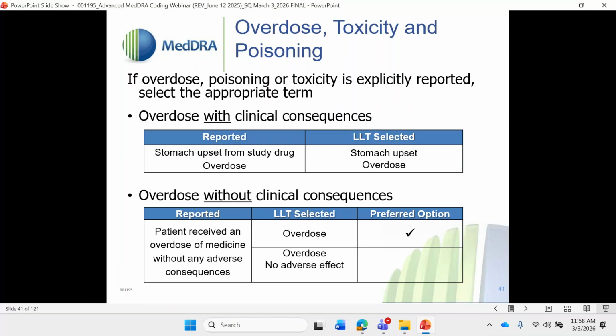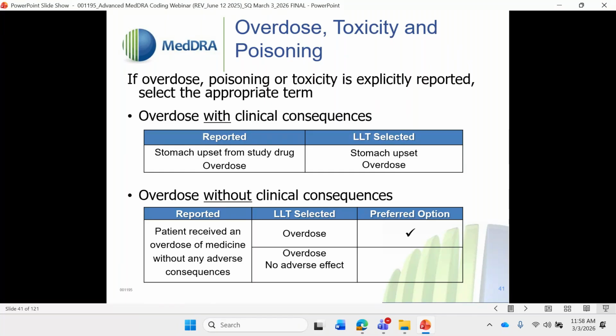For example, in the first verbatim string, they tell you stomach upset from study drug overdose. So here they explicitly say overdose. So then you are able to code overdose, and then any consequence they report, which was stomach upset, you should also choose as well. Okay. So how about in the second scenario, when there's an overdose without clinical consequence?